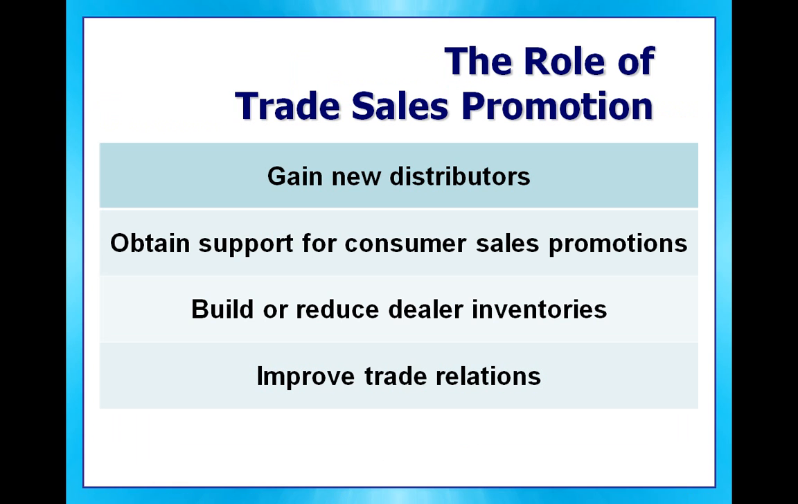Trade promotion. This is the B2B side of sales promotion. To gain new distributors. This is to provide support for the consumer side of things. If you think about a Kroger grocery store, Del Monte may very well have some kind of co-op advertising with Kroger in order to help promote whatever Kroger is promoting of Del Monte's products that particular week, to build or reduce dealer inventories, and to improve trade relations. So there's a lot of trade sales promotion going on.